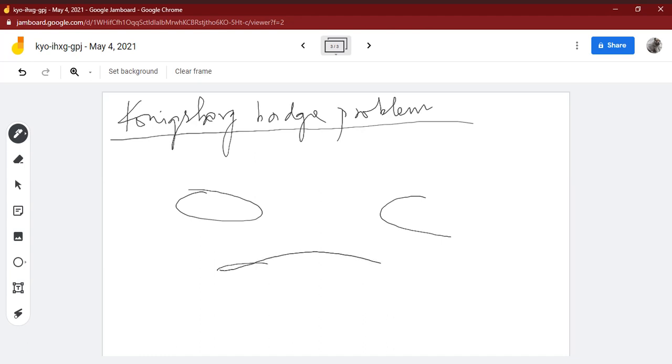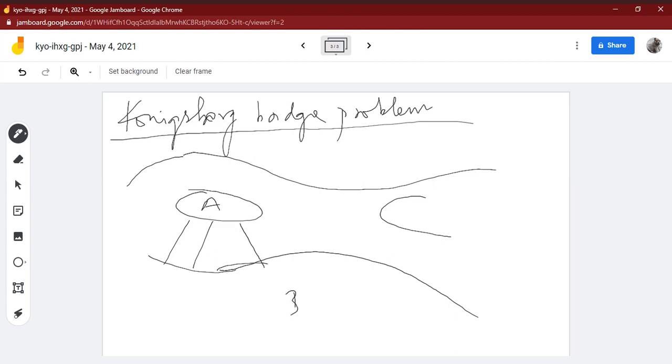Let's see, I'll just draw a figure. It is like this, so the bridges are over here. This is island A, this is island B. There are two bridges connecting A and B, two bridges connecting A and C, one bridge connecting A and D, one bridge connecting C and D, and one bridge connecting B and D. So in total there are seven bridges.